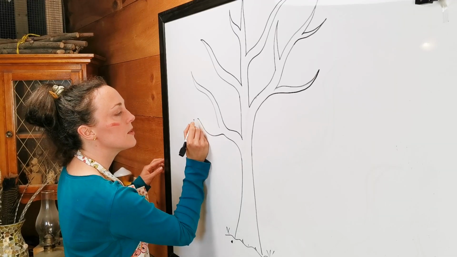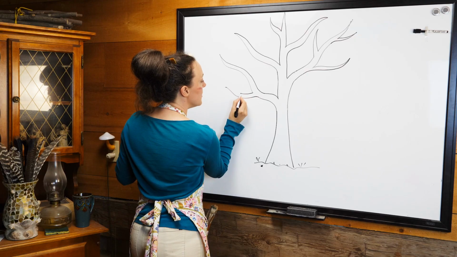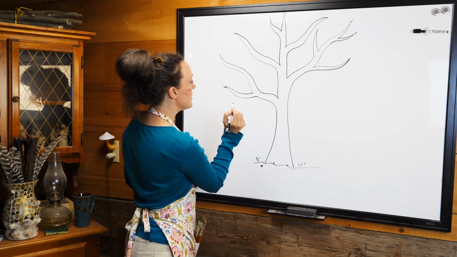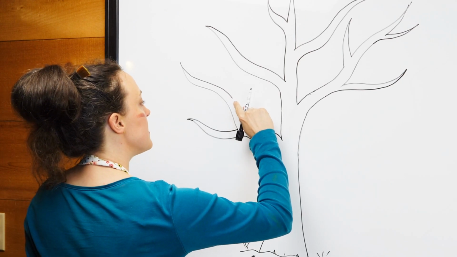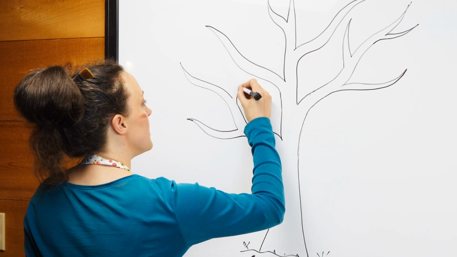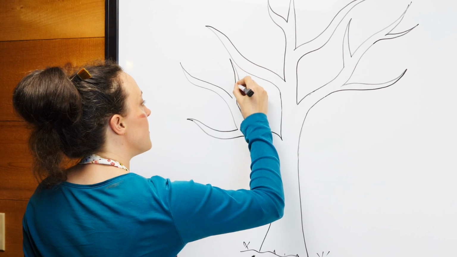Out and a little bit of curve. Out and a little bit of curve, like that. And then alternating sides. Go like that.